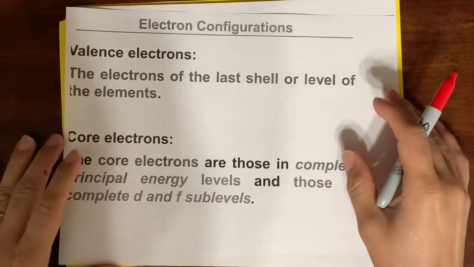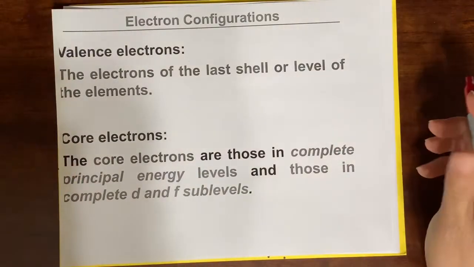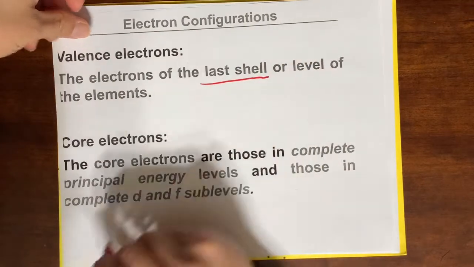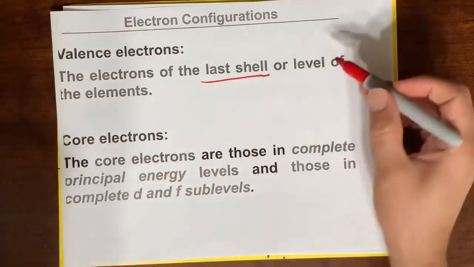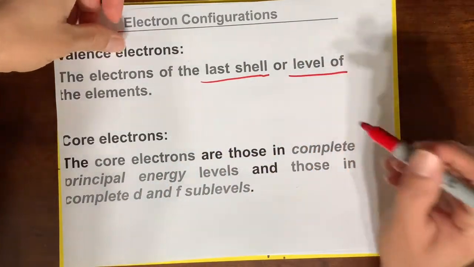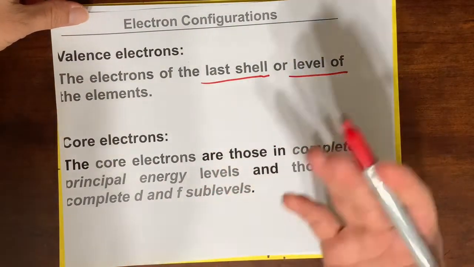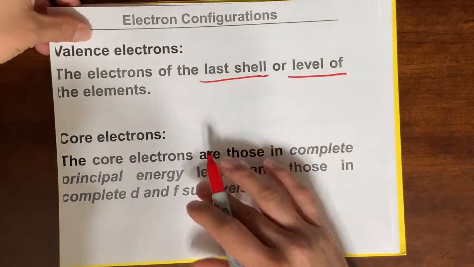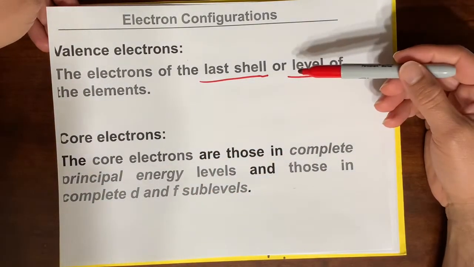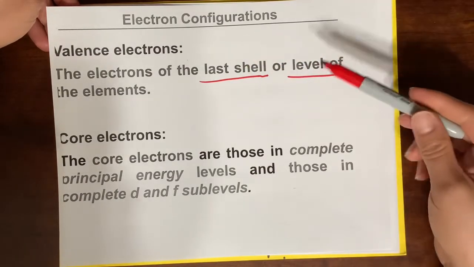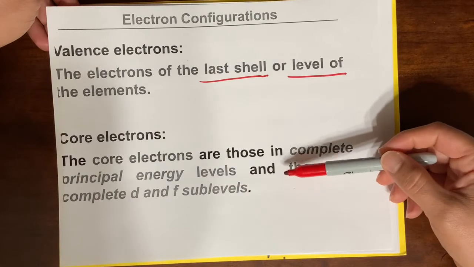Okay, I want to go through valence electrons versus core electrons. Valence electrons are the electrons that belong to the last shell. We call them valence electrons, or the last level of energy. Core electrons are the inner electrons. So valence electrons are the electrons sitting inside the last level, the last layer, and inner electrons are the core electrons.